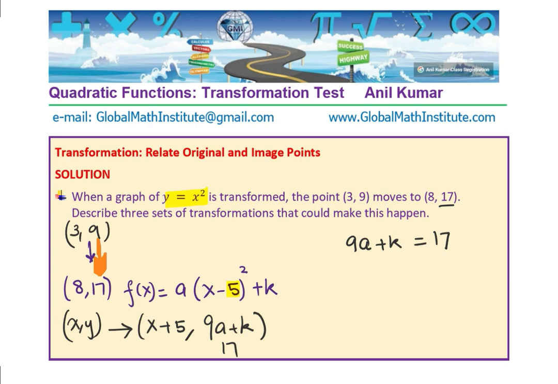Now, this could happen in many different ways. If we assume a to be 2, for example, then what happens? If I write a equals 2, in that case, I get 9 times 2 plus k equals 17, or k is equal to 17 minus 18, which is minus 1.